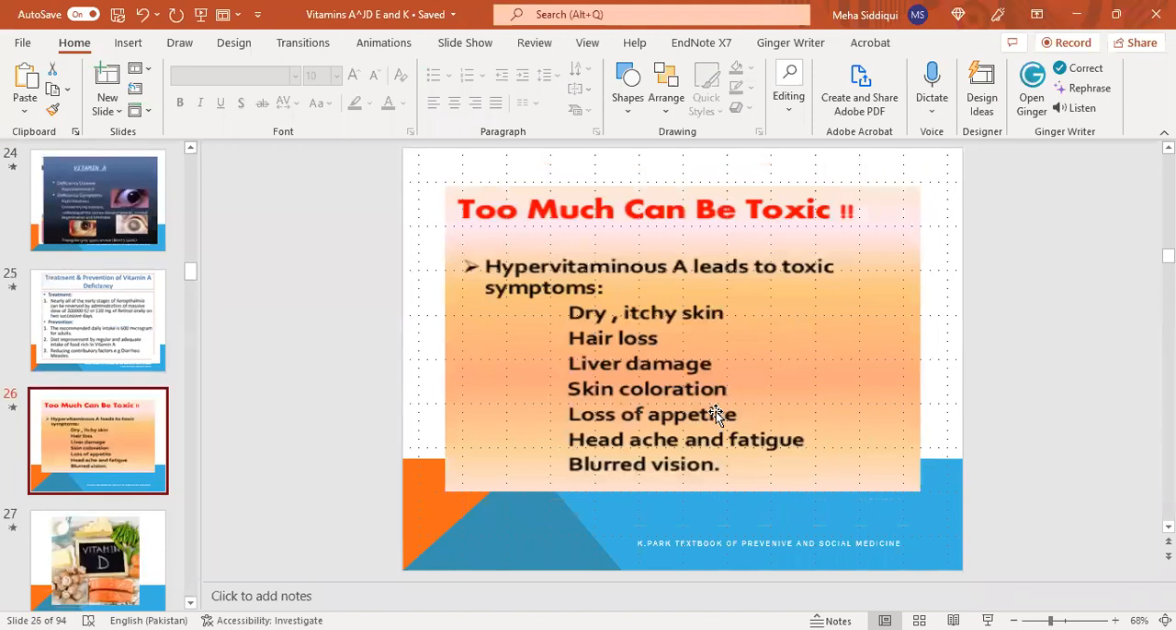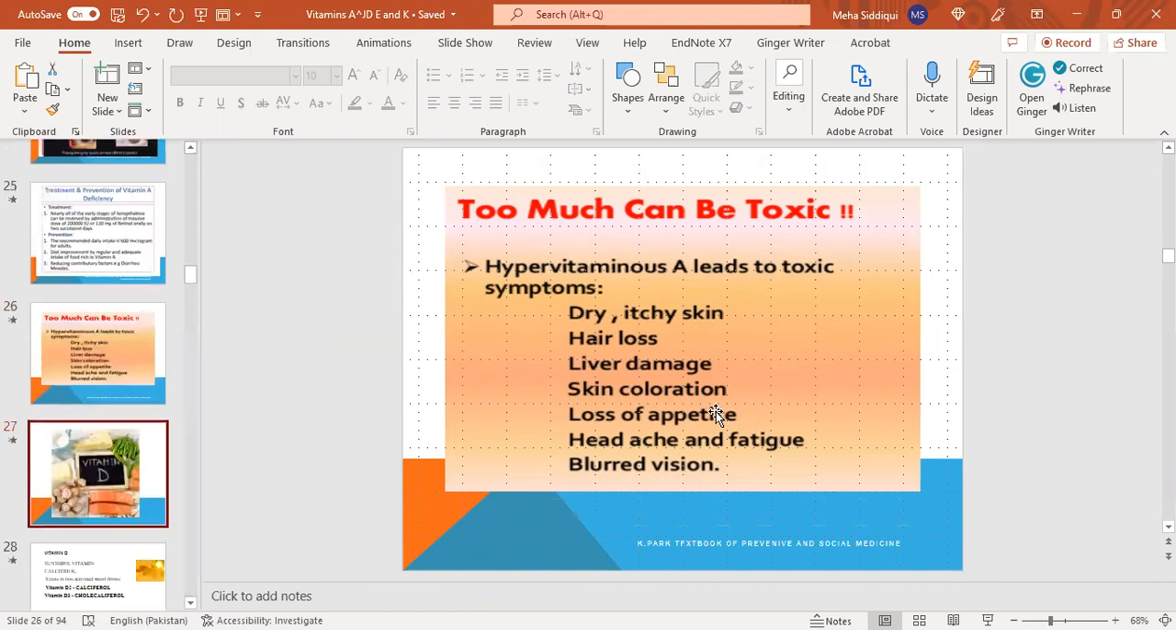On the other hand, too much of it can be toxic, leading to hypervitaminosis, and the symptoms are dry, itchy skin, hair loss, liver damage, skin coloration, loss of appetite, headache, fatigue, blurred vision.